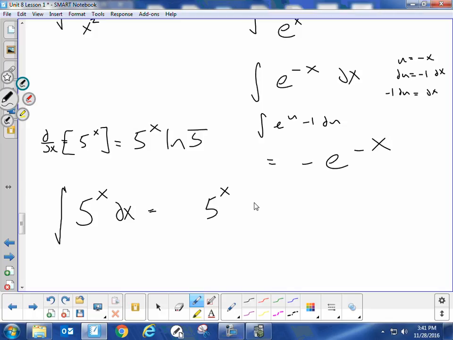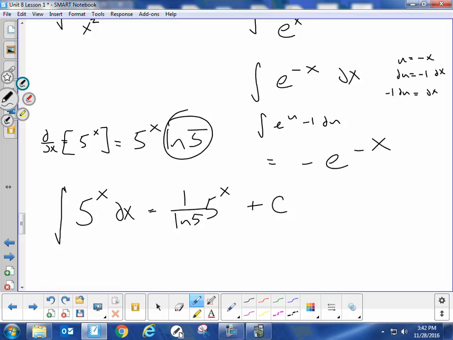Besides a plus c, I need something that will get rid of this log 5. I need 1 over log 5, which is something that you have to figure out. Throwing that in there just because I saw it once on an AP test. Just once.